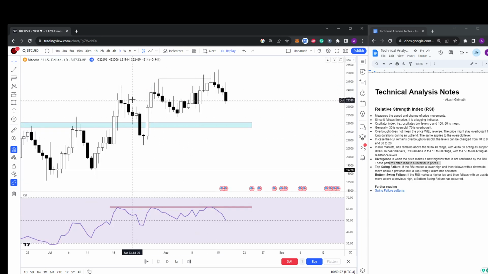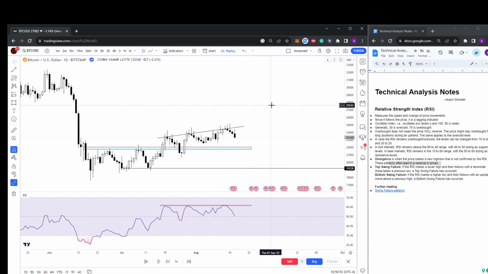So, although the price has clearly produced a higher high, right? From this point to this point, it has clearly produced a higher high, right? But the RSI has not produced a higher high. Now, this is another divergence. This is what you would call an exaggerated divergence, which would definitely lead to a breakdown of this and then a further push lower. Right, let's see what happens.